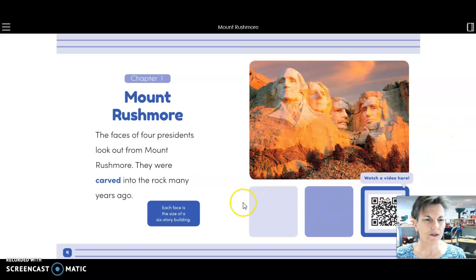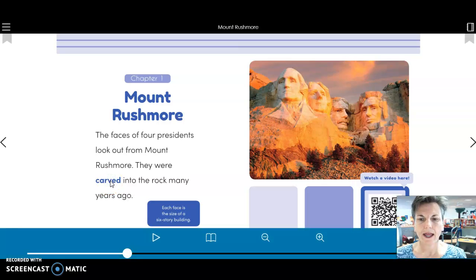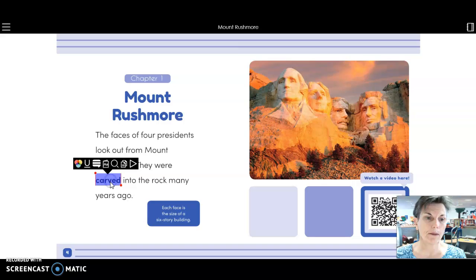Now, you guys notice how this word carved is in color, right? It's the same color as the bold title of the chapter. So what do you think that's a special color for? You guessed it, it's a vocabulary word. So you have to click it. And sometimes you have to click it a couple of times. There we go. So on that second click, I was able to get the little menu up here.